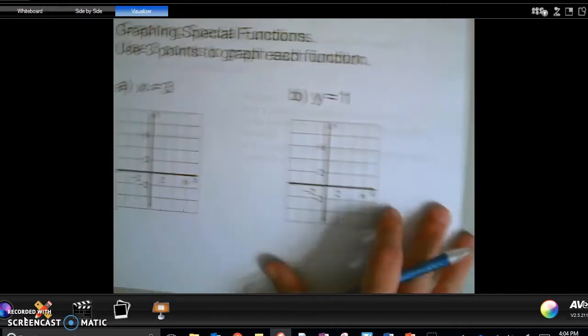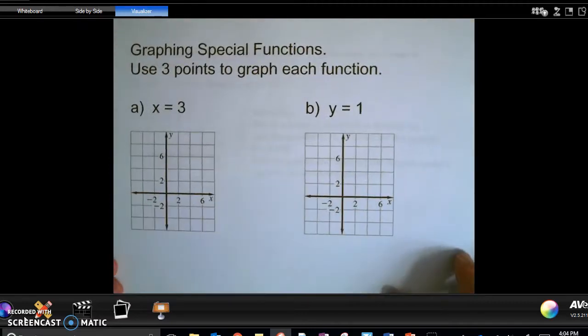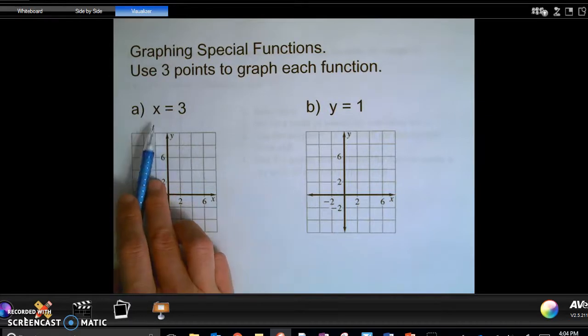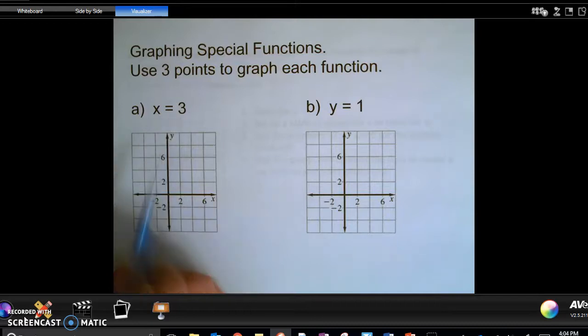Now, sometimes you will run into some special functions and they behave in kind of a unique way. So we need to use 3 points to graph each function. These equations look very different. All I know now is that x equals 3. So I might be thinking, okay, if I start at the origin, x equals 3.